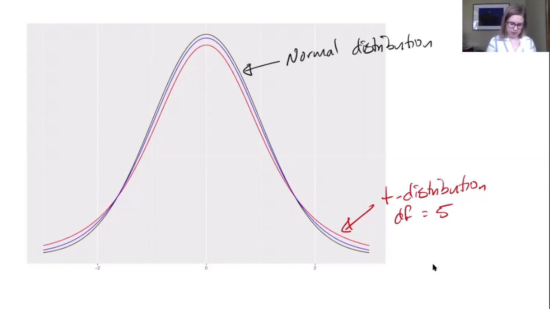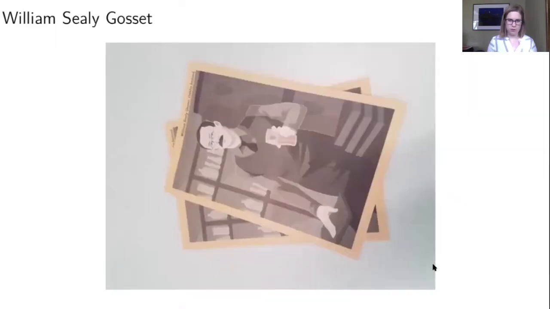And then this blue line, which is sort of in between, is a t-distribution with 15 degrees of freedom. So even that small increase in the degrees of freedom has made the distribution get closer to the normal at the top and closer to the normal at the tails, but it's still not quite there. And as the degrees of freedom increases, that t-distribution is going to approach the normal distribution. Oh, this picture got rotated.